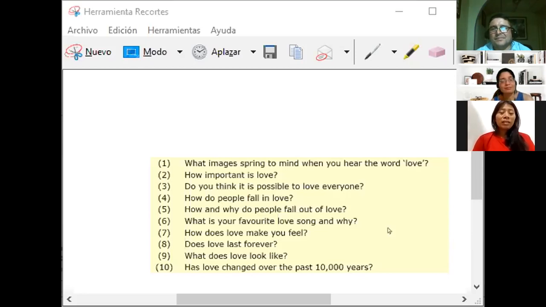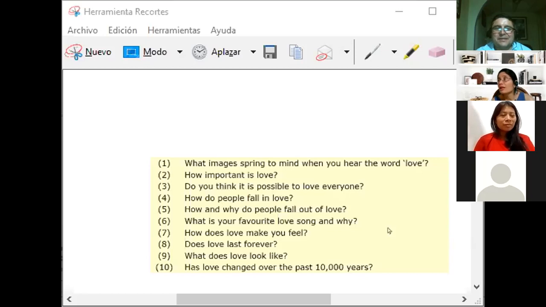I think that love is the main component of life. It's not necessary. We can live if you don't have love. I think it's very important in the family, with others. Veronica, what is your opinion?